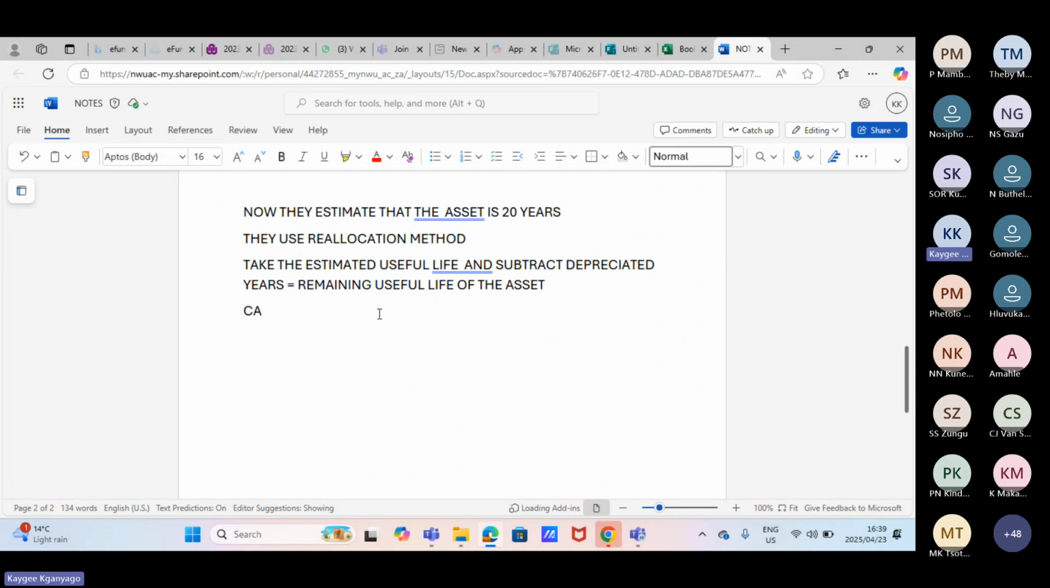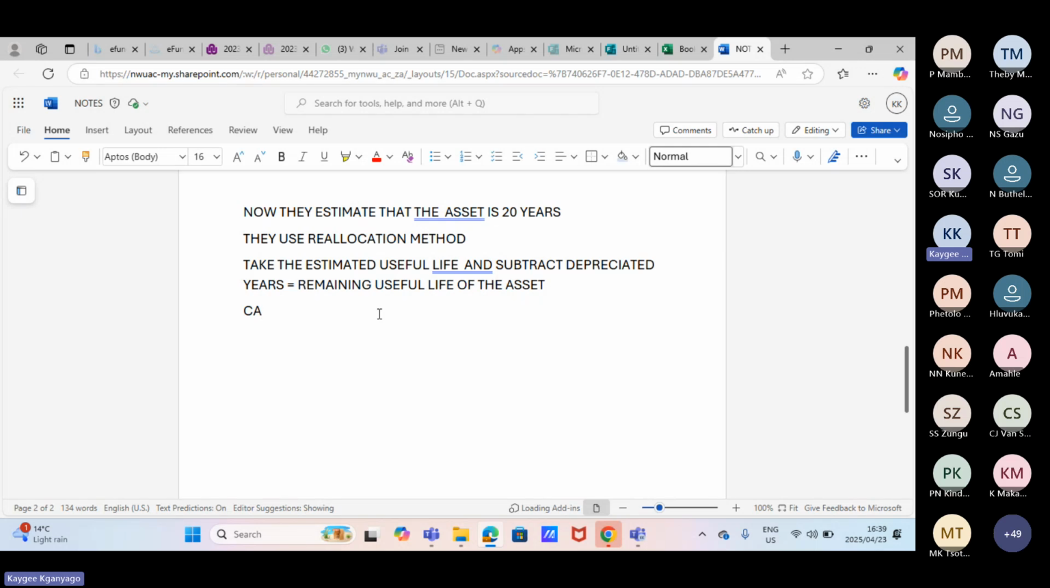With what you said here, it wouldn't matter if they said that they depreciate the asset over straight line or reducing balance? You just take the carrying amount. That doesn't matter anymore. It doesn't matter. You just take it.